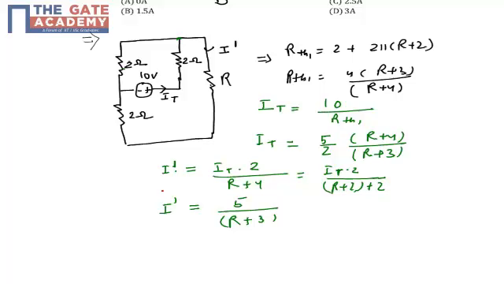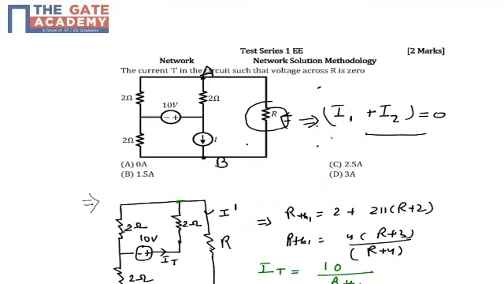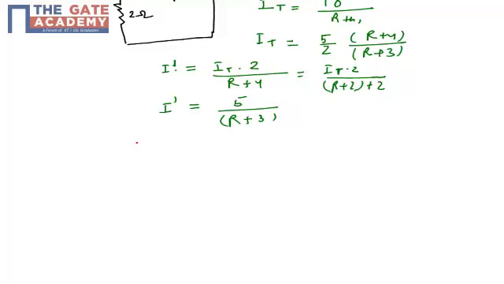Now, in the second case, let's replace this voltage source with a short circuit wire and consider the current I, and find out the current in the branch of R. So let's draw the effective circuit in this case.